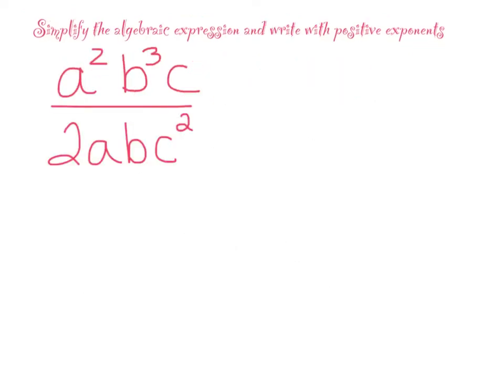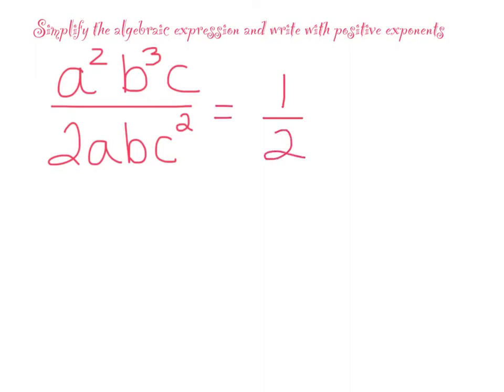Okay, one more. A squared b cubed c all over 2abc squared. Note that only the c is squared, not the a or the b or the 2 down here. Alright, so we're going to take care of like parts. We don't have any constants on top, but we have a 2 here on bottom. So we have 1/2.